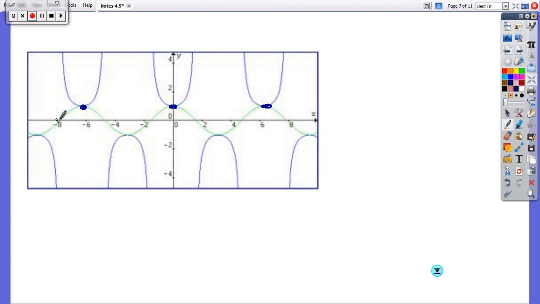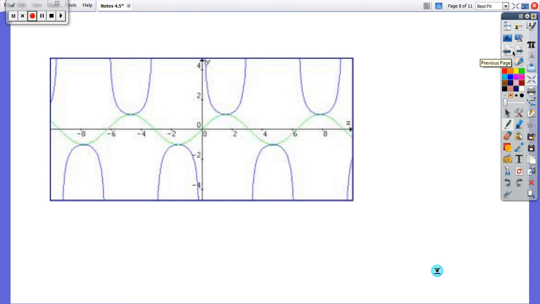So where is cosine 0? Here, and here, and here, and here. And you can see that there's asymptotes there. There's asymptotes at the zeros of cosine. The maximums of cosine, so maximum here, here, and here, are the minimums of secant, and the minimums of cosine, here, here, and here, are the maximums of secant.